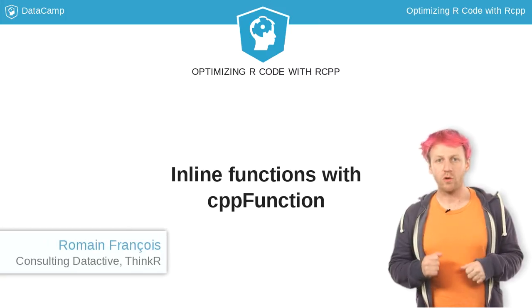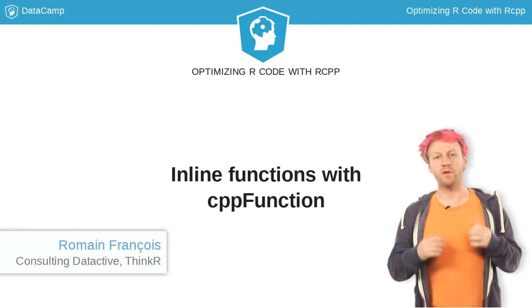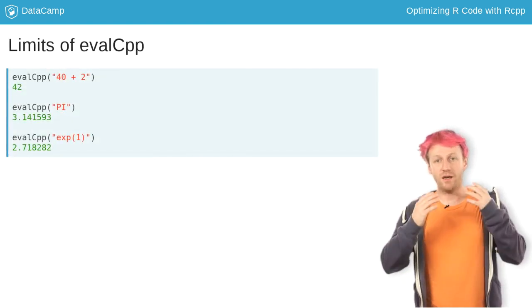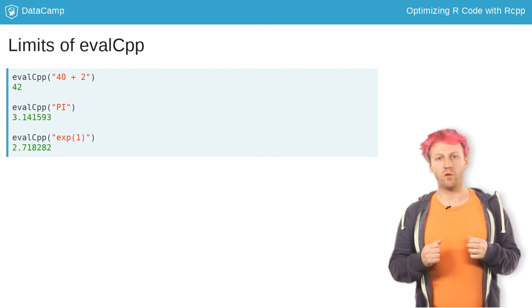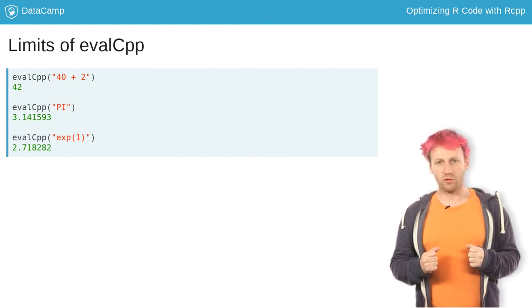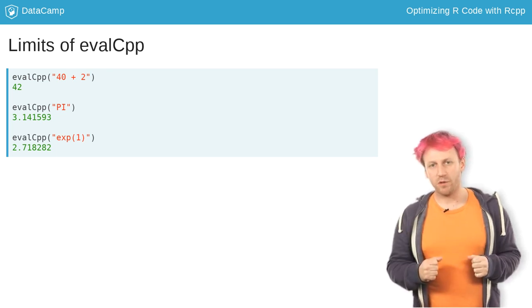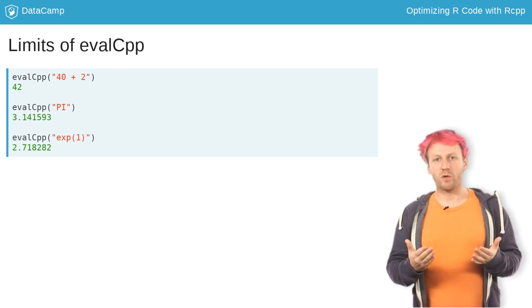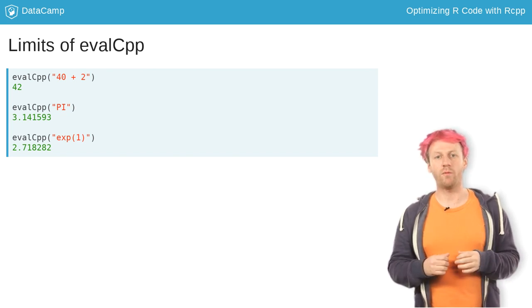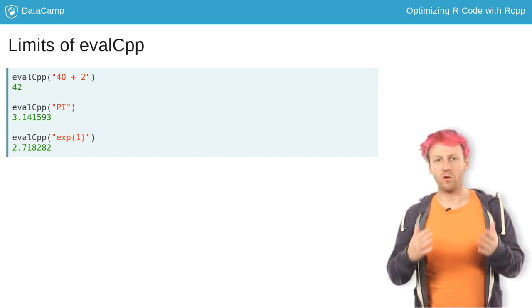So far, you have only used evalCpp to evaluate short C++ expressions. This limits you to very simple code. The next step is to define your own C++ functions. In the next chapter, you will learn how to write C++ functions in a cpp file. But for now, let's enjoy the comfort of the R console and define functions directly.